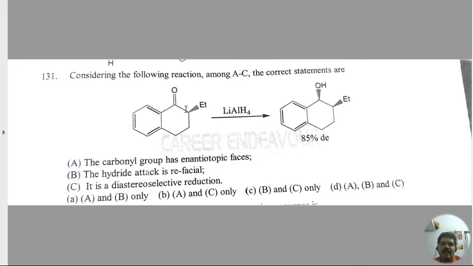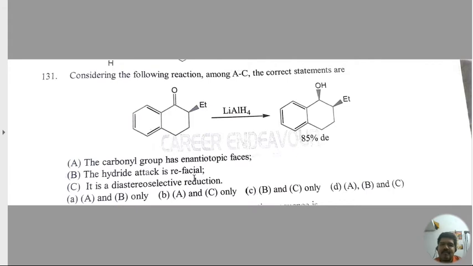But look at the carbon which is next to this carbonyl group. This is a chiral carbon. If the carbonyl group is attached to a chiral carbon, it will always have diastereotopic faces, not enantiotopic faces. So we can easily say A is wrong. Now look at the options, in option A there is given A, in option B it is given A, option D it is given A. So only upon looking at the first point we can say which is the right answer.